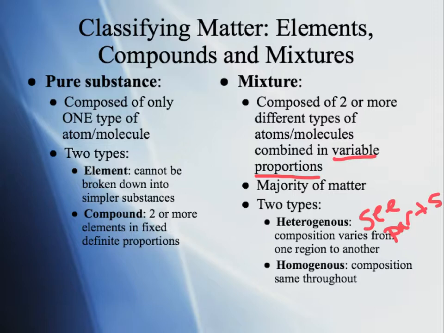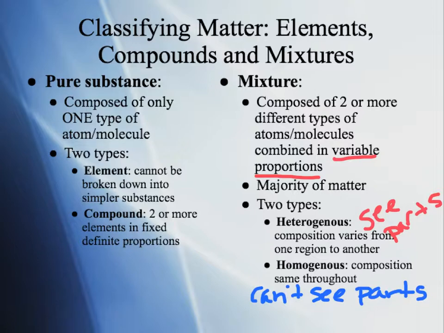A homogeneous mixture is one where the composition looks the same throughout. So you can't see the difference. You can't see the parts in a homogeneous mixture. For example, that bottle of rubbing alcohol that I said was probably mixed with water: you can't see the water versus the rubbing alcohol. But there are two types of molecules in there, water molecules and isopropyl alcohol molecules. So that's what we call a homogeneous mixture because it looks the same throughout.